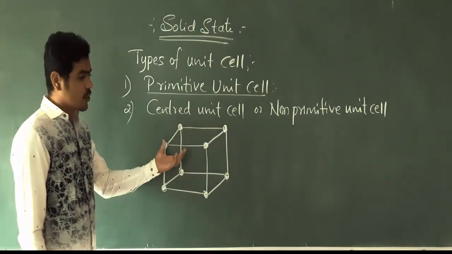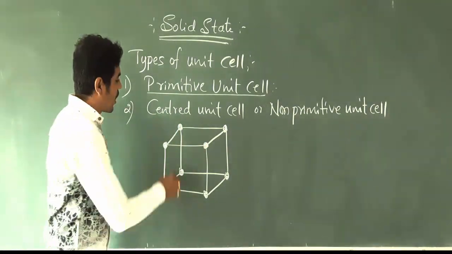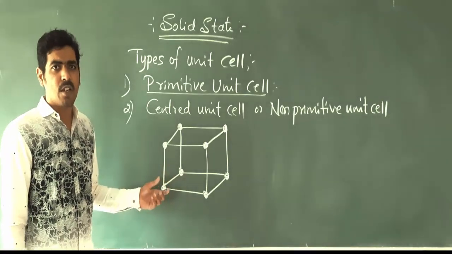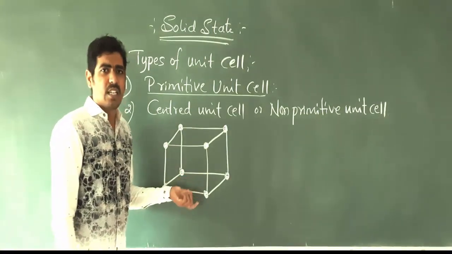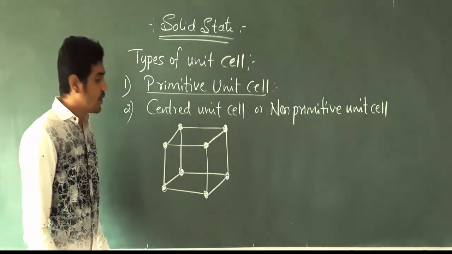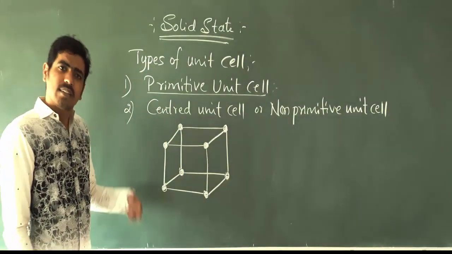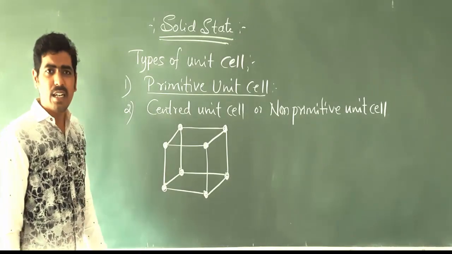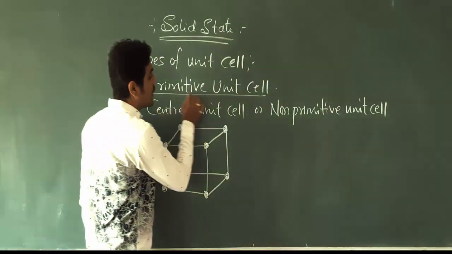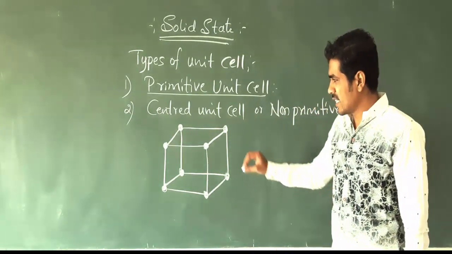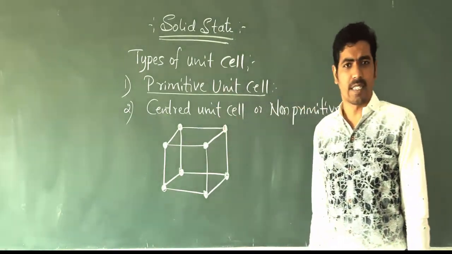then such a type of unit cell is said to be a primitive unit cell. So there are totally 8 corners, and at all the 8 corners the particles are present, and here you can observe the particles are present only at the corners of the unit cell. Then such a kind of unit cell is considered as a primitive unit cell or simple unit cell. So this is the primitive unit cell.